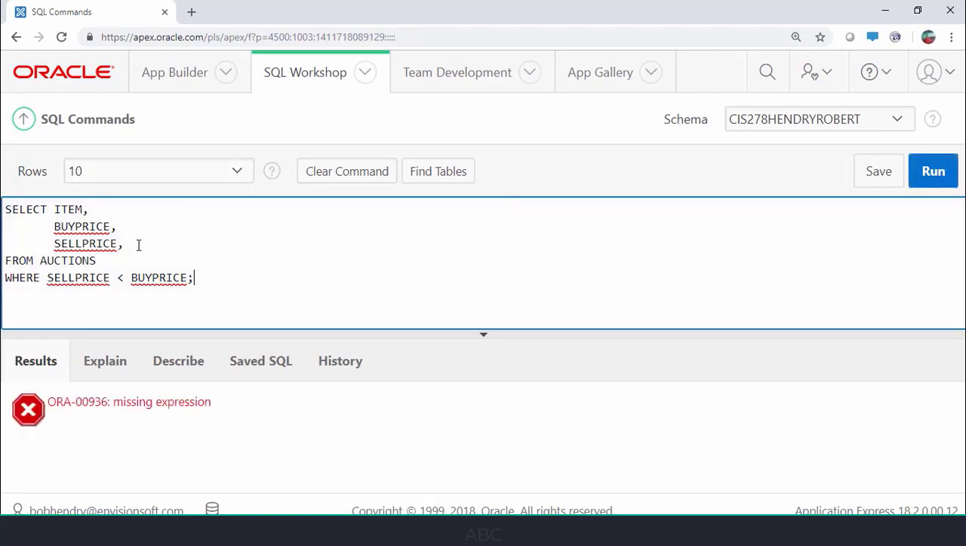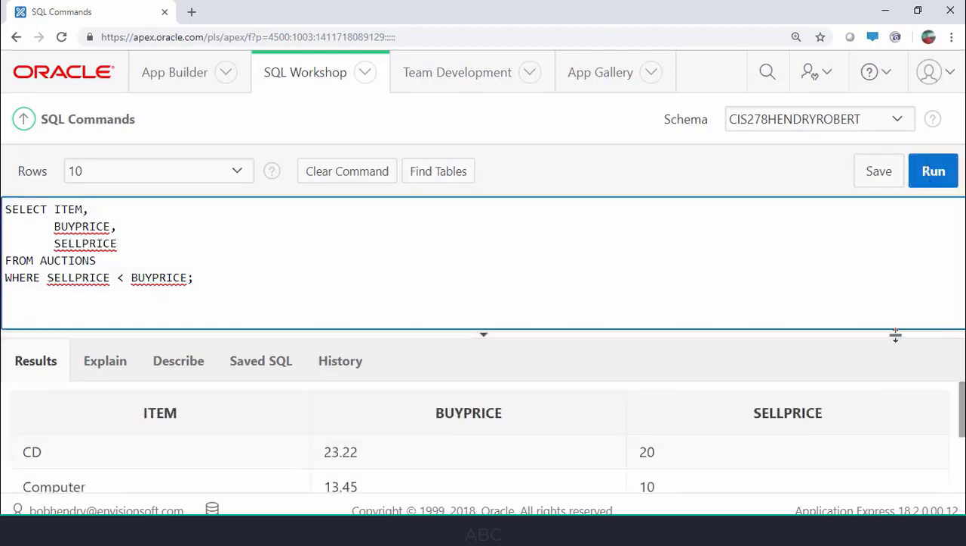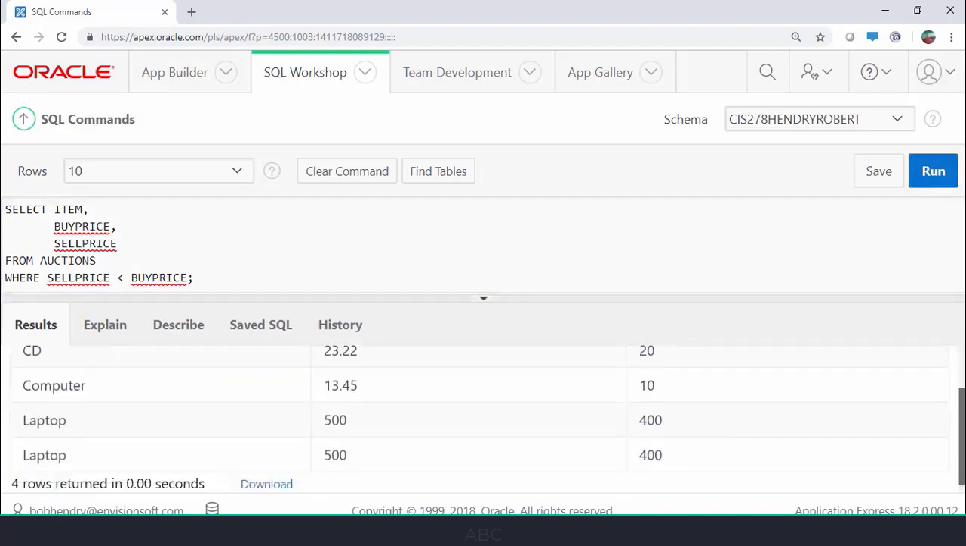And I got a comma where I don't need one. So let me fix that. And then do a run. And it looks like we have two. We have CD, computer, laptop. A couple of laptops. There we go.